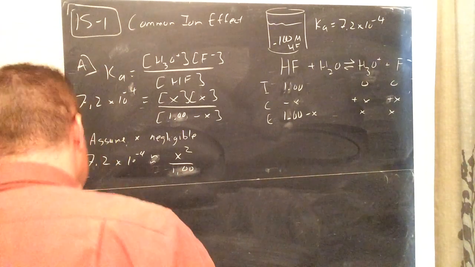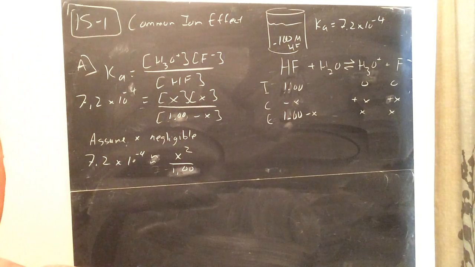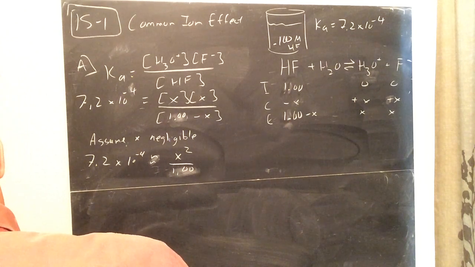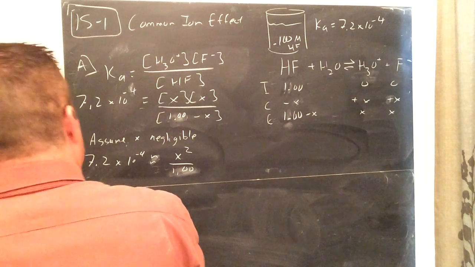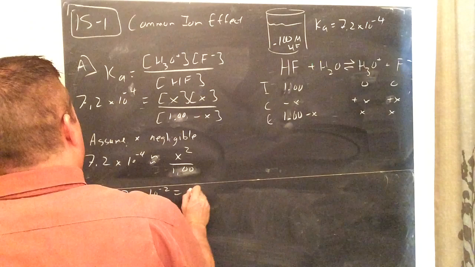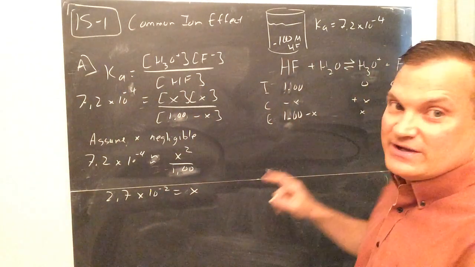It'll be 7.2. Oh, it makes the math even easier. So it's 2.7 times 10 to the negative 2 equals X. Now, X in this case is the H3O.